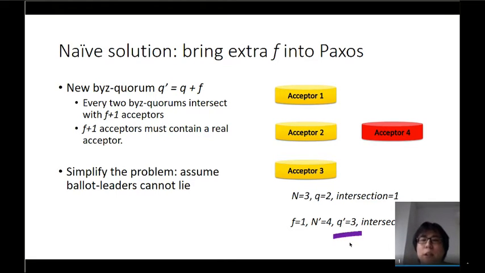Right. So if we have quorums of 3, for example, 1, 2, 4 and 2, 3, 4, then the 2 quorums will have at least 2 and 4 in common. So acceptor 2 is the correct one. Yes, right. Thank you for that.